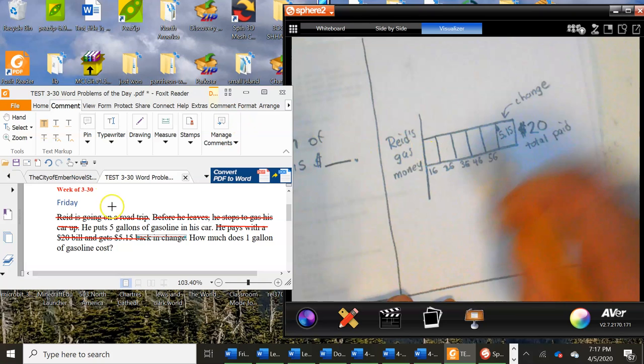Great. So I've got that all in there. I'm going to cross it out. Is there anything I left unmarked? Well, yes, there is. There's that last sentence: How much does 1 gallon of gasoline cost?